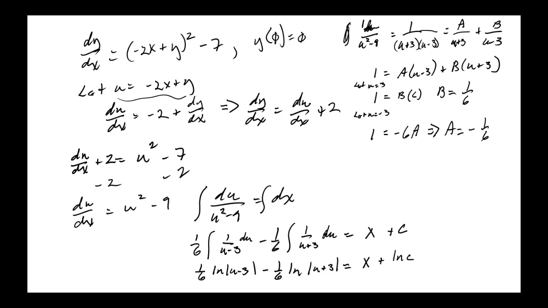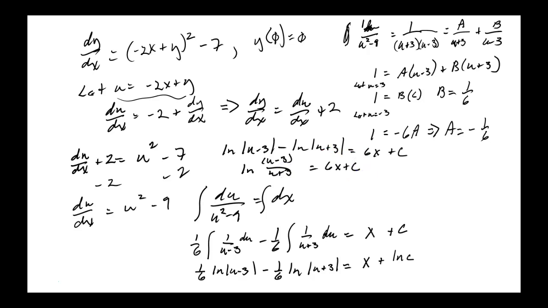Let's multiply both sides by 6. That would give us log of absolute value u minus 3 minus log of absolute value u plus 3 is equal to 6x plus c. Let me just leave it plus c; we may make it log c later. 6 times c is still some constant c, whatever it is. Now we can combine: the log of u minus 3 over u plus 3 is equal to 6x plus c.